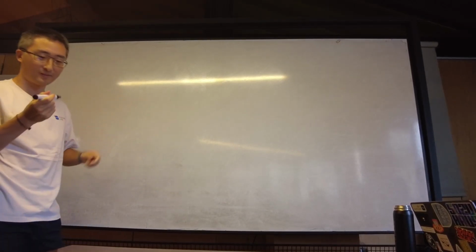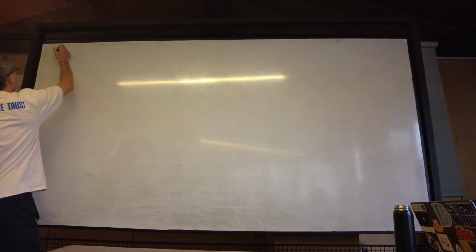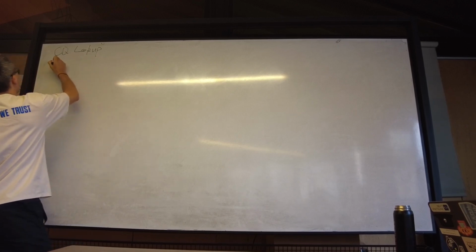Let's use VBAR. So we are talking about CQ lookup. CQ means cached quotients.